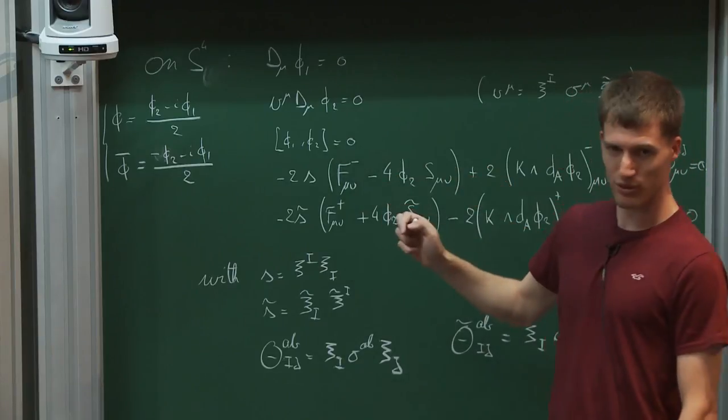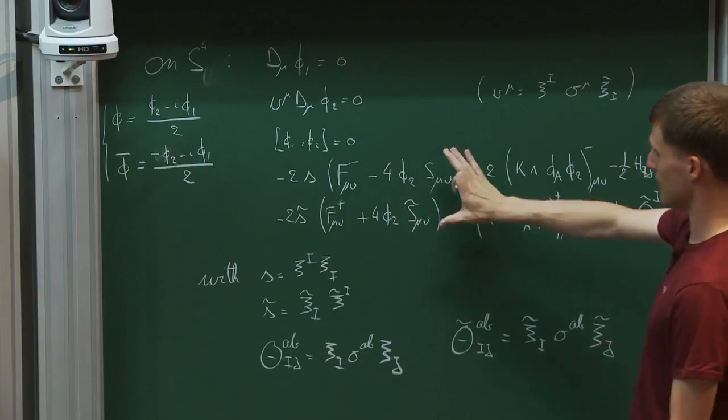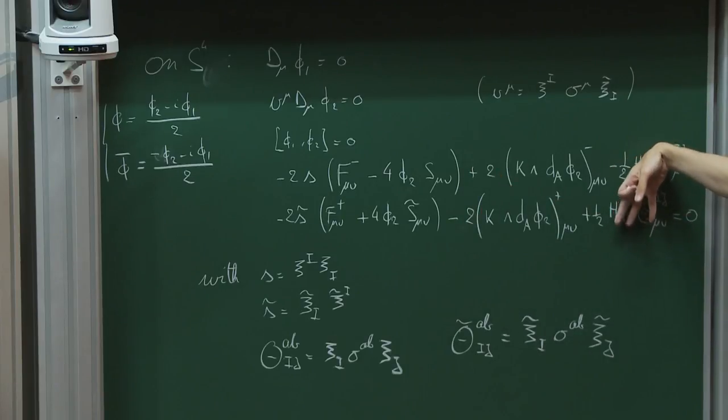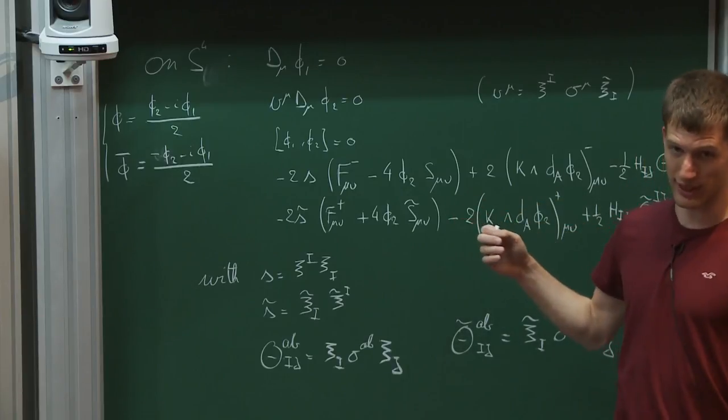Phi 1 and phi 2 need to commute, that's fine. And then these are the juicy equations. Let me ignore the hij pieces for a second. Then in fact, you can simplify these equations a bit more to find precisely the localization locus on S4.